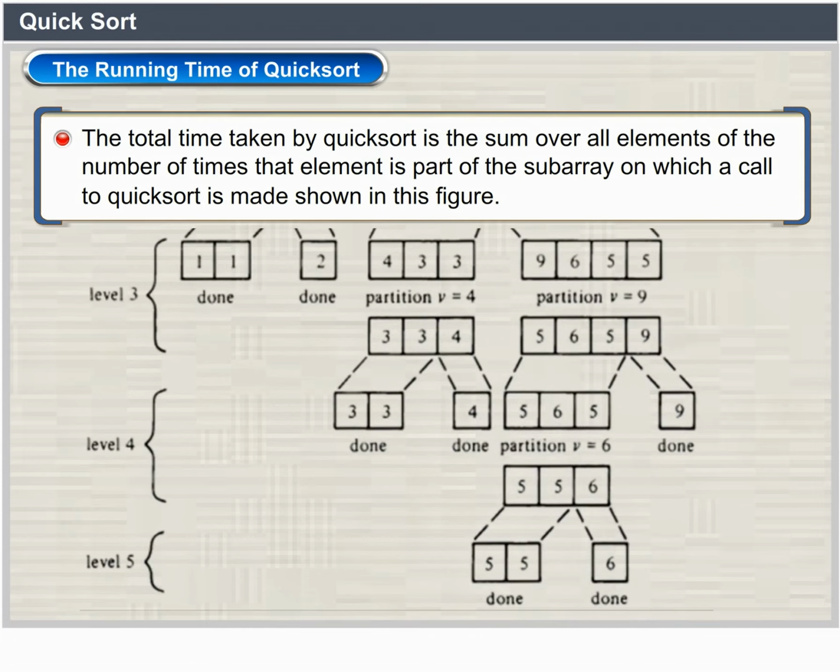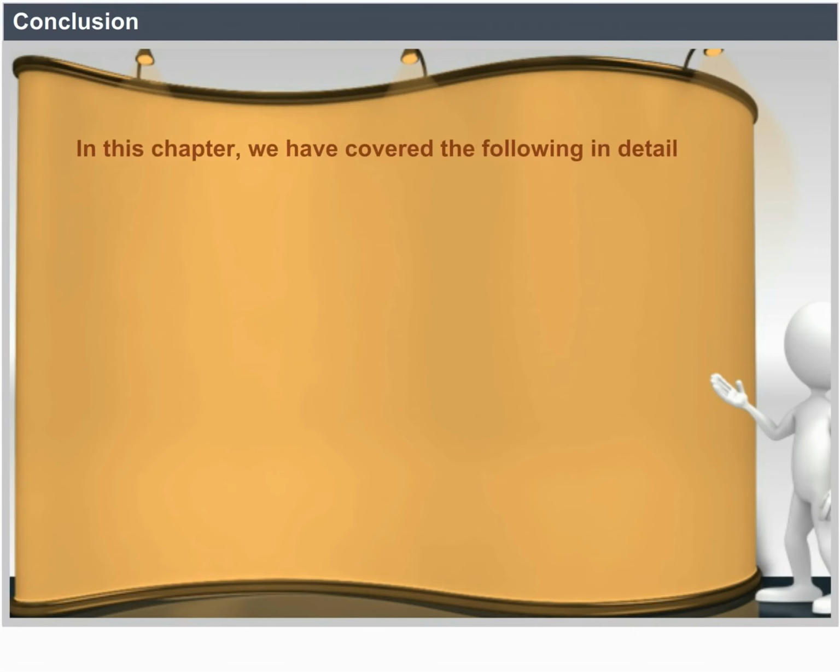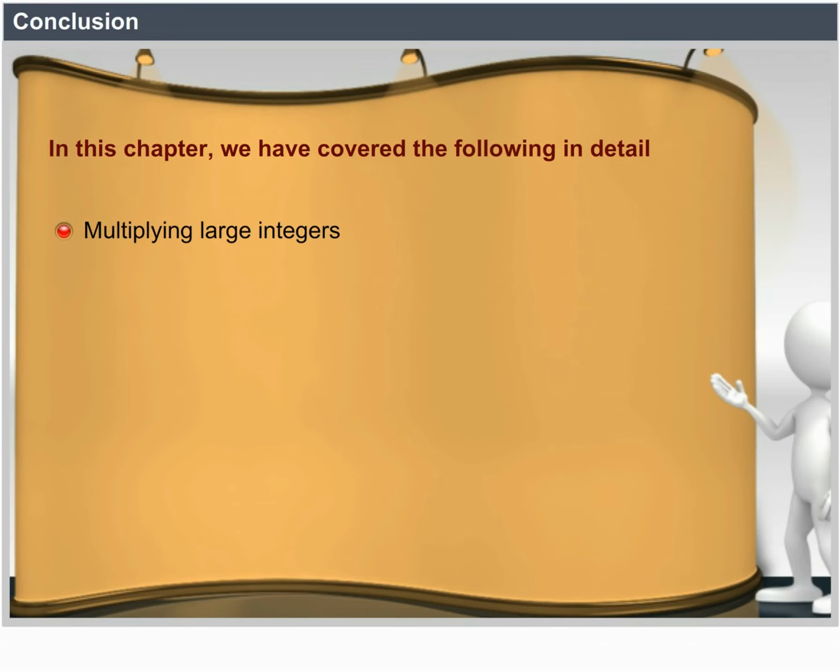Conclusion. In this chapter, we have covered the following in detail: multiplying large integers, binary search, finding median, quicksort, matrix multiplication.